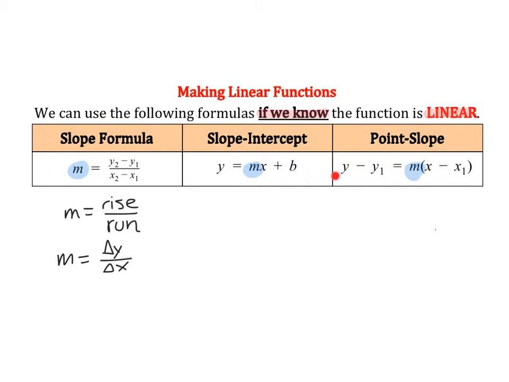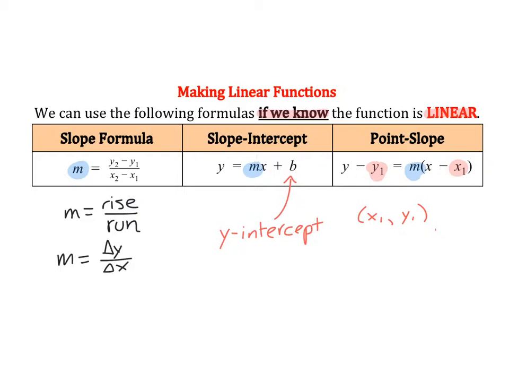Now these two, the only thing that's different for these two is the point that you have. So if you have the y-intercept, which is a very specific point, we can use y equals mx plus b. But if you're not given the y-intercept, you can use any point, any coordinate on the graph, which is x1, y1, and you can make the equation the same. So the only thing that's different between these two is here you need a specific point, here you can use any point.